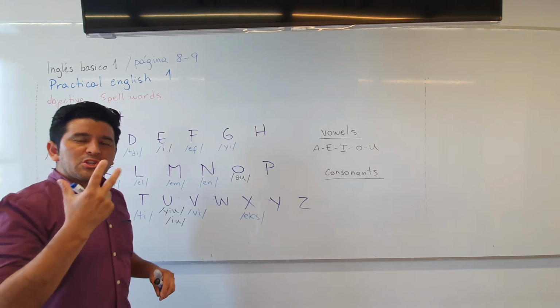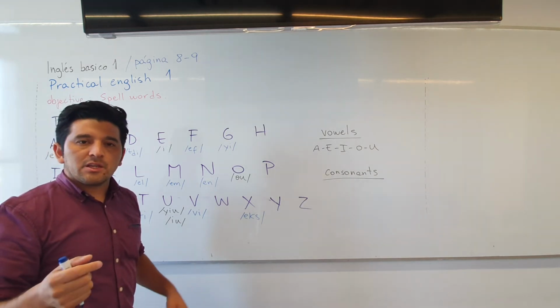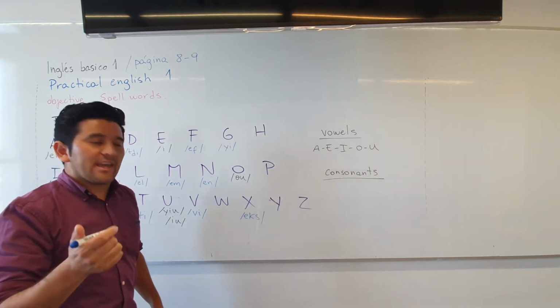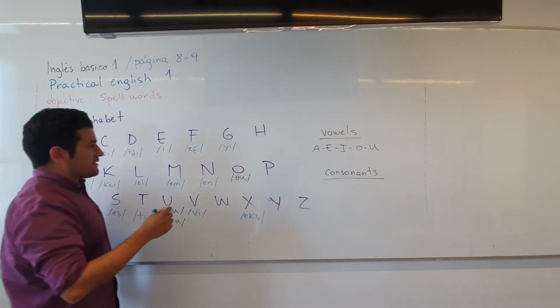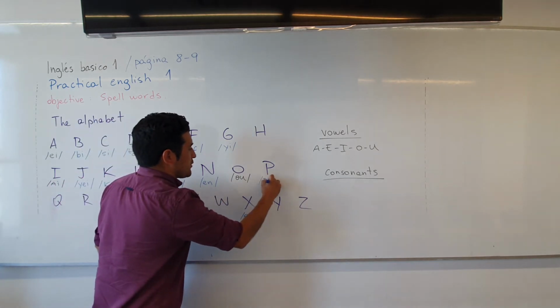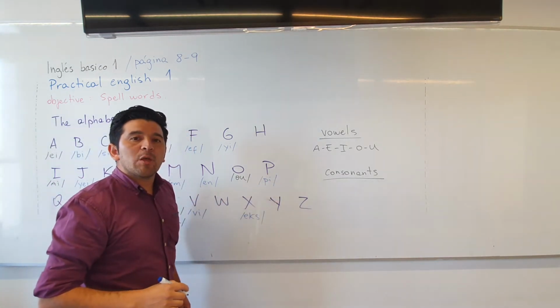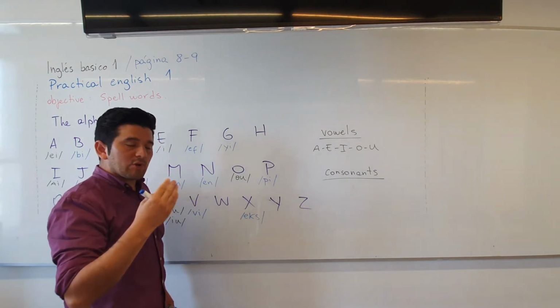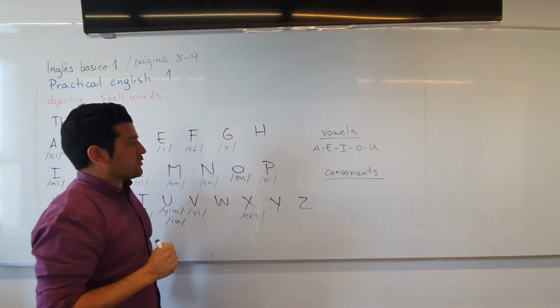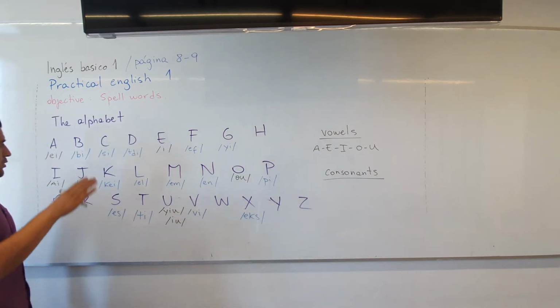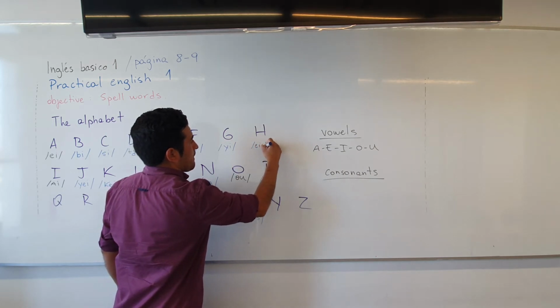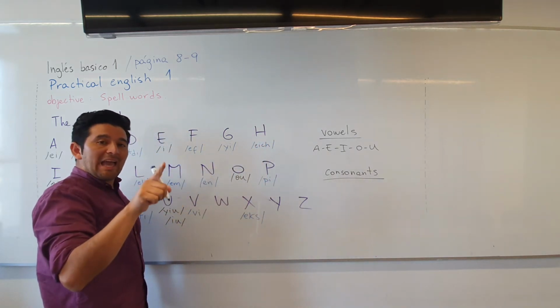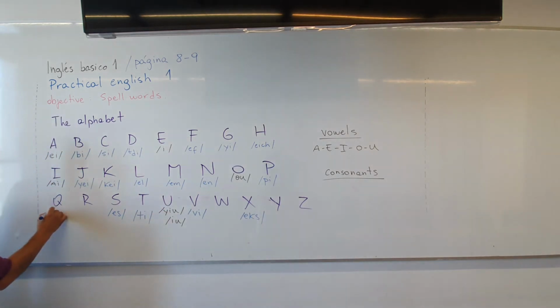K. Tiene que poner un poquito de aire a la K. No es K, es K. K, okay? Similar to that, for example, we say P, P, okay? Con un poquito de aire, P. So in that case, that is the pronunciation. What else do we have? We have H, H, and we have Q.